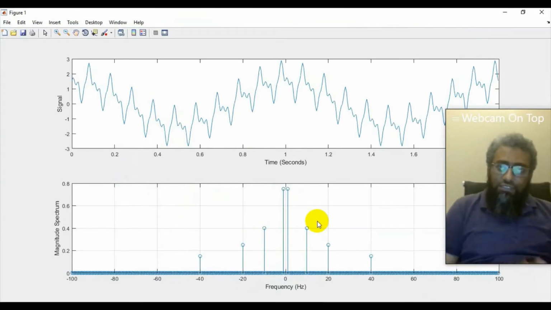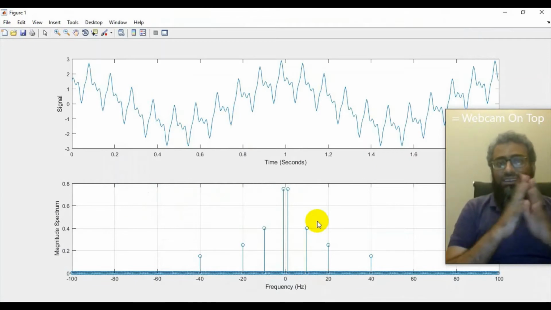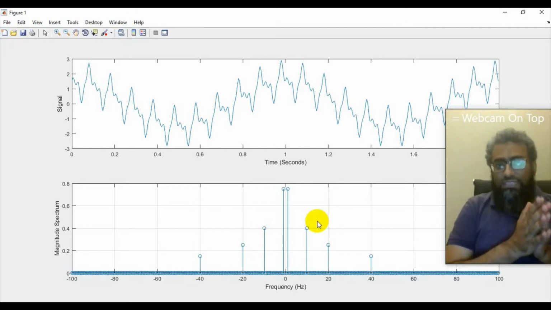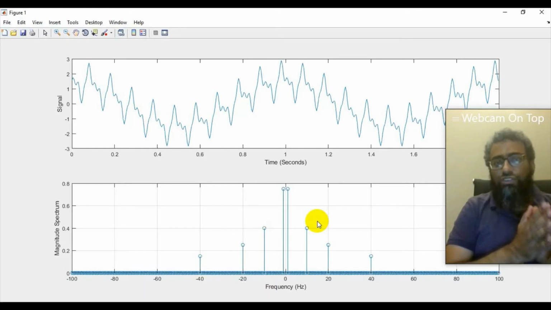This should not cause confusion that there is no information in the phase spectrum. Phase spectrum is very important. It has a very important part of the information of the signal. So it is not that the phase spectrum is useless. There is a lot of information in that.